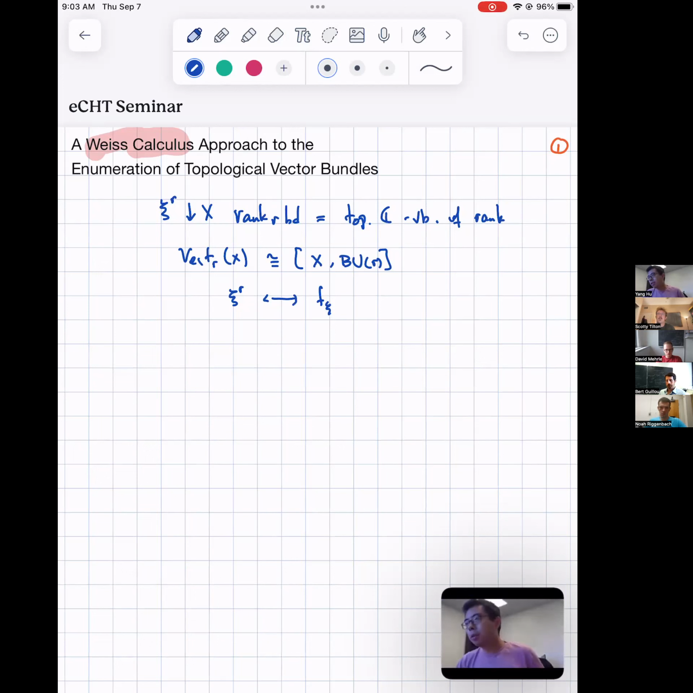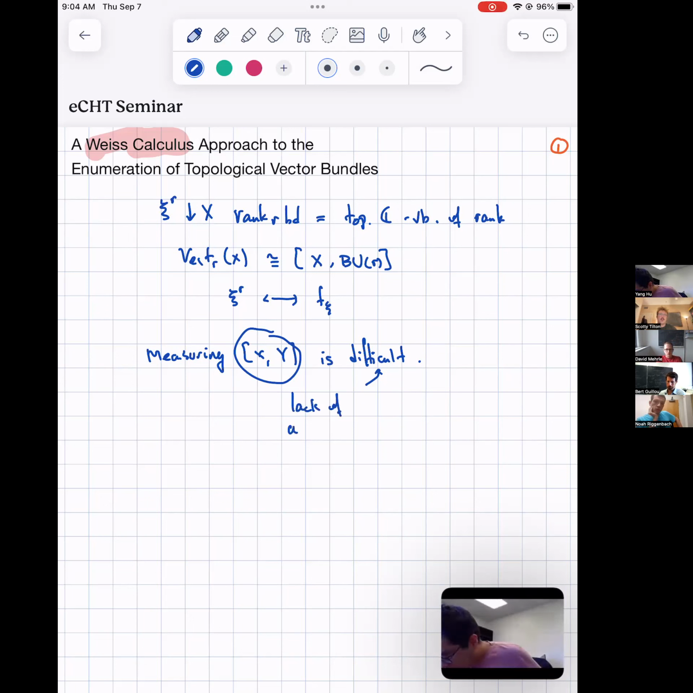Okay. Now, with this homotopy classification in hand, the goal of studying rank R bundles over X is that we end up analyzing homotopy classes of maps from X to the classifying space. However, this is a difficult job in general. Just like measuring homotopy classes of maps between any two spaces is difficult. And there are two basic reasons that can explain this difficulty here. The algebraic reason is that this bracket [X, Y] is in general just a pointed set. There's no hope at all for that to have any group structure or any fancier structure. So we are in lack of algebraic structures.